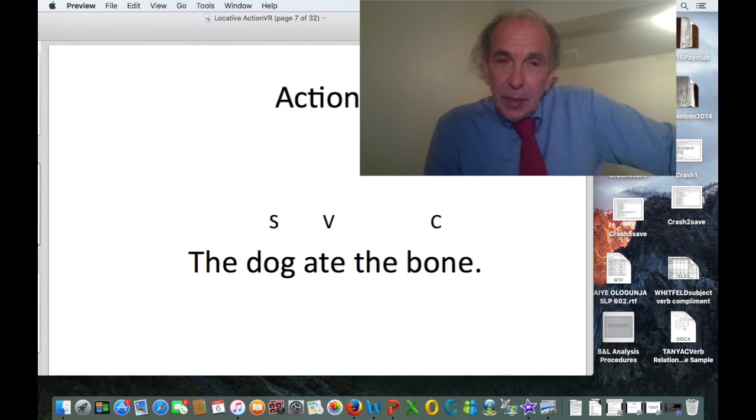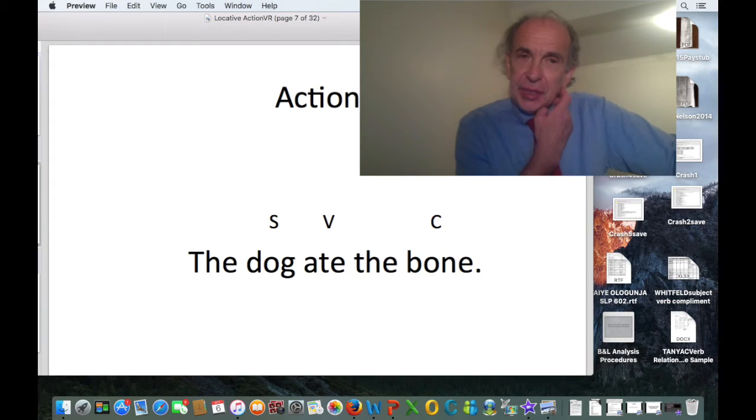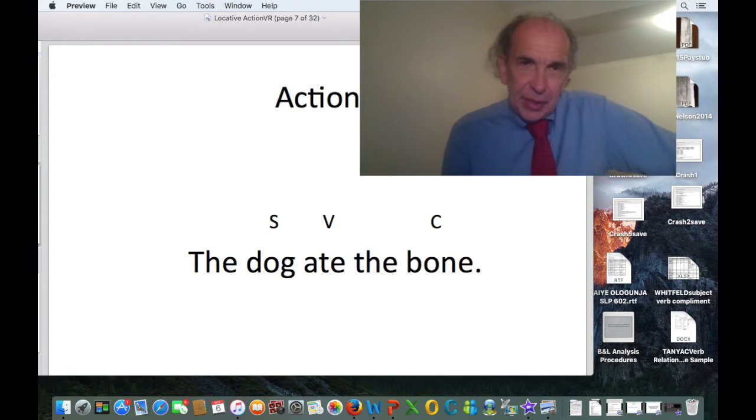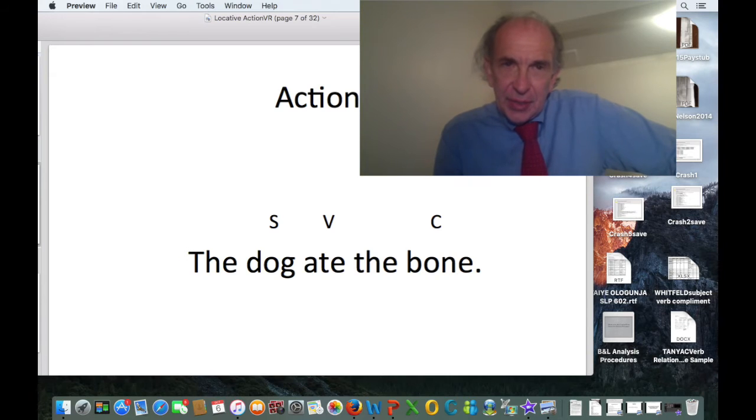Action. Example, the dog ate the bone. First of all, action is always a verb relation content category, never coordinated. Action is never coordinated. An example of action is the dog ate the bone. Subject dog, verb ate, bone, complement. Action is always a verb relation content category. It's coded by verbs that take a noun as a complement.